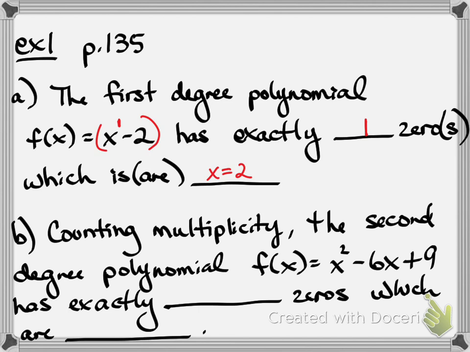Part b, counting multiplicity, the second degree polynomial, f of x equals x squared minus 6x plus 9, degree of 2 right here, second degree, would have exactly 2 zeros. Let's factor it. They're both x equals 3. But since multiplicity counts, and there's 2 of those, then those are our 2 zeros. They're exactly the same.